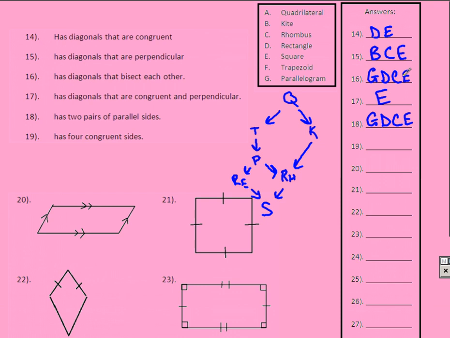And number 19, four congruent sides. That happens in a rhombus. And what else is a rhombus? We can also call a square a special rhombus. So C and E for number 19.